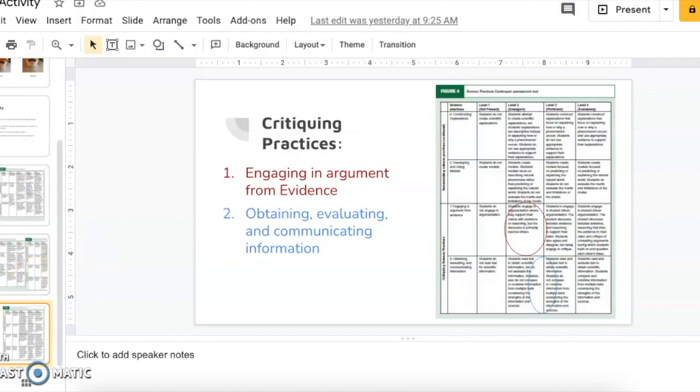But overall, I think it was a great activity. I really enjoyed it myself, and I think it's something that can definitely be worked upon for future lessons.